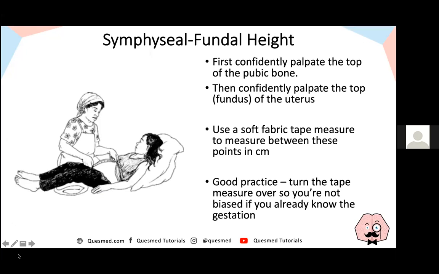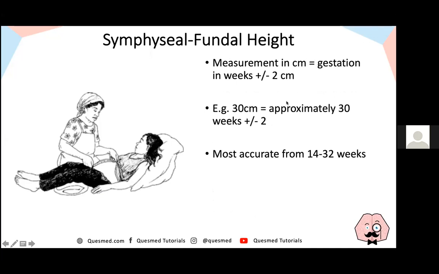Remember that gestation is roughly indicative of the measurement that you're getting, give or take 2 centimetres. This measurement is most accurate from 14 to 32 weeks. So for example, if you measure 30 weeks, it's likely the person's approximately 30 weeks plus or minus 2 weeks gestation. As you get later on in the pregnancy, past 38 weeks, the symphysiofundal height can actually reduce because the baby is moving down into the pelvis and the fundus feels lower down. That is normal.